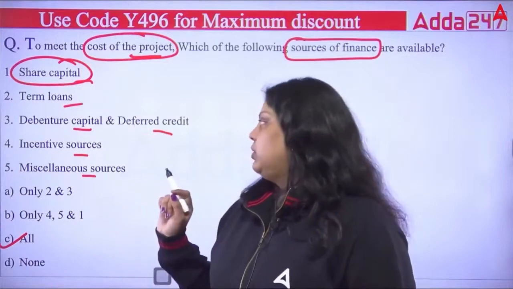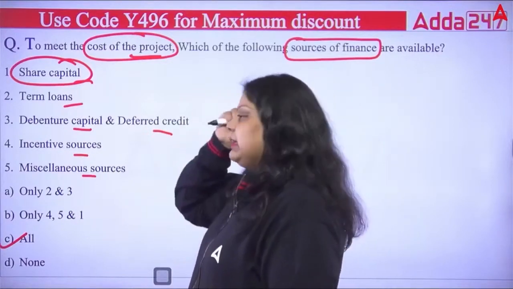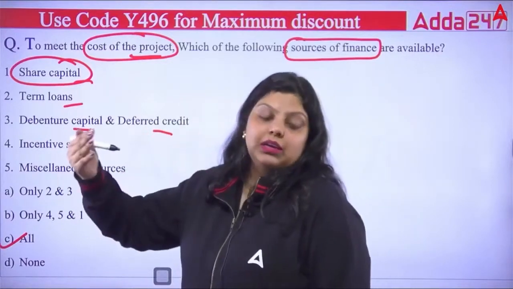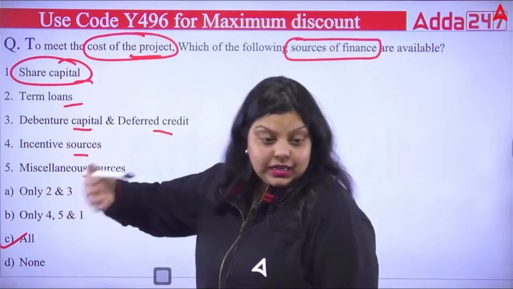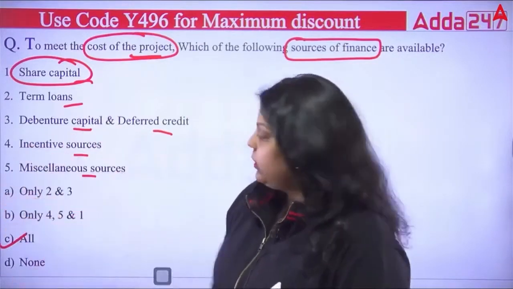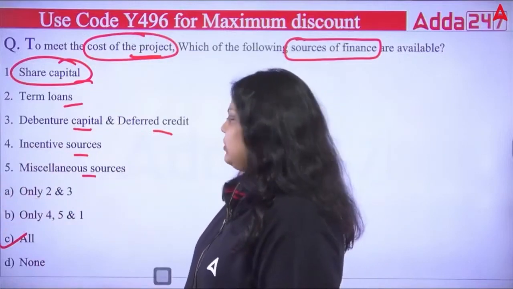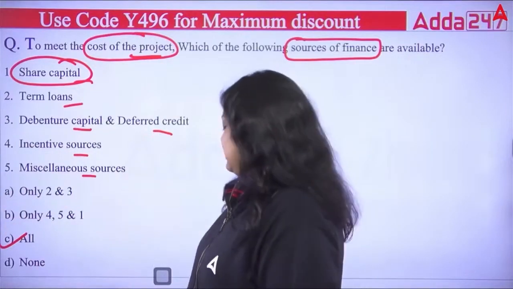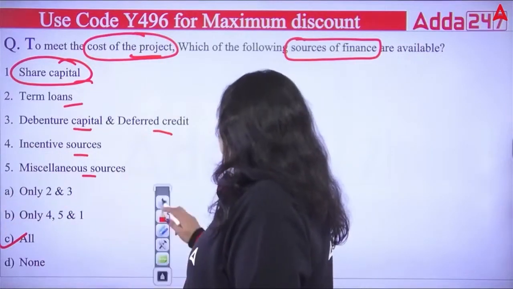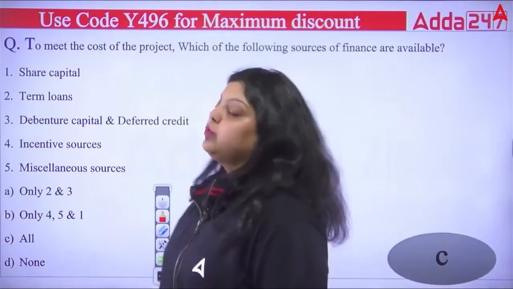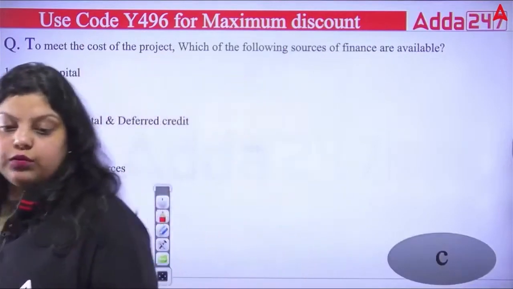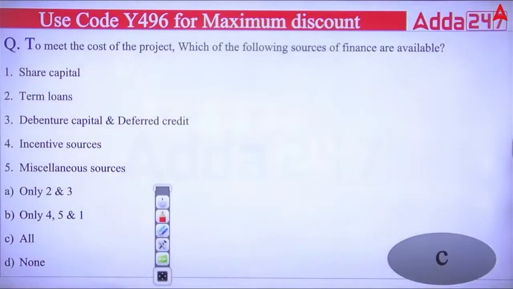Okay, that's your debenture. Now deferred credit, simply you can take credit in an installment pattern. Then incentive source, you can earn incentives, and the miscellaneous sources are there. So all these are the sources from where the fund can be collected for the cost of your project. And the cost means the expenditure you have to do in your business. That's the costing. So the right answer is your C, all.